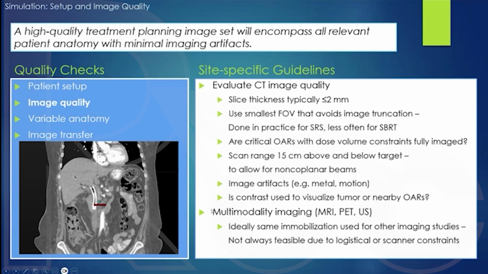It is very common to use multimodality imaging for SRS and SBRT. This could be MRI, PET, or ultrasound. Ideally, the same immobilization devices would be used for all the imaging studies. So immobilize at CT, then carry through to PET or MR with that same immobilization. In practice, though, this may not be feasible due to logistical concerns, meaning the patient could go to radiology first, or there could be scanner constraints. That is, the bore size may not accommodate the immobilization devices.